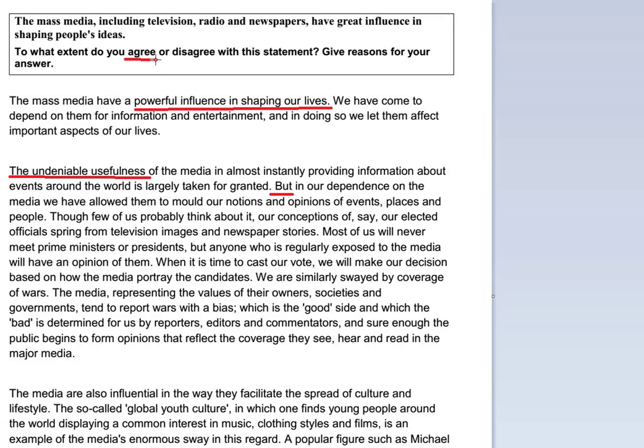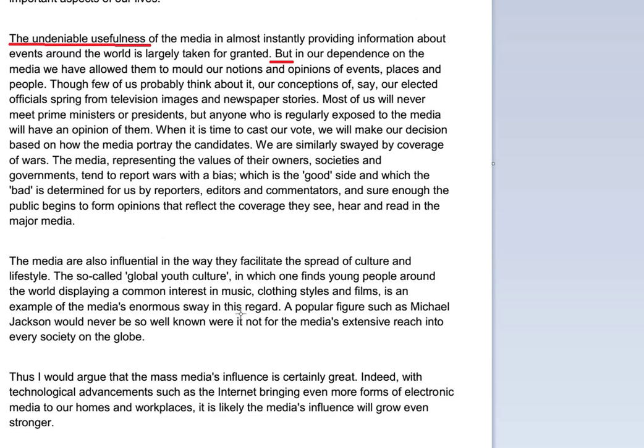Indirectly we can see they do agree with the statement, but it's not explicitly stated that I completely agree with the statement, or I agree to some extent, or something along those lines. Only here at the end we see an opinion. The media are also influential in the way. Okay, so this is another influence.